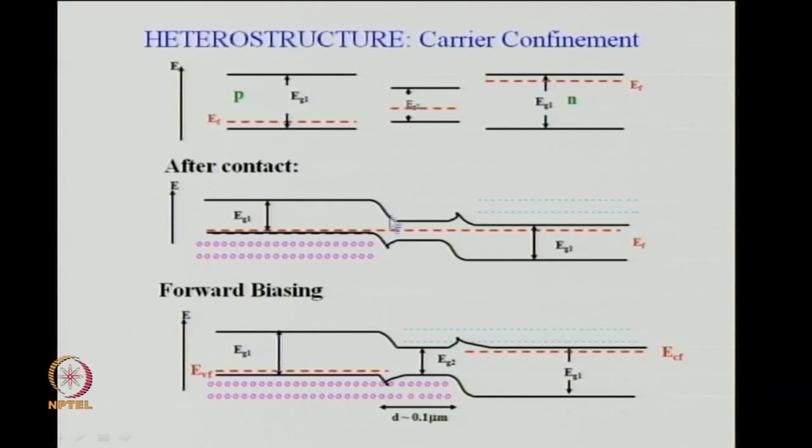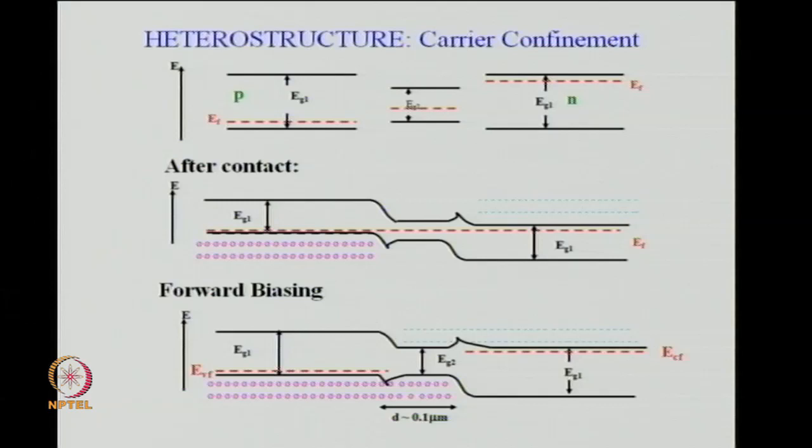When forward biased, the electron comes to this active region, but the barrier still exists on the other side. So the electron is forced to remain in the active region. Similarly, the holes are confined to the active region. And the concentration of carriers becomes extremely high for the same current, because the volume where they are confined is very small. So the carrier per unit volume becomes very high.